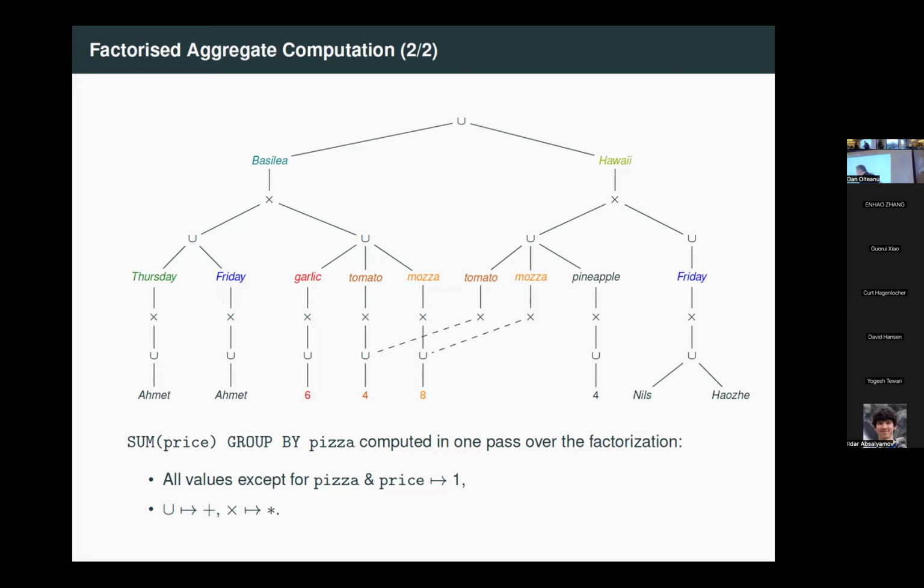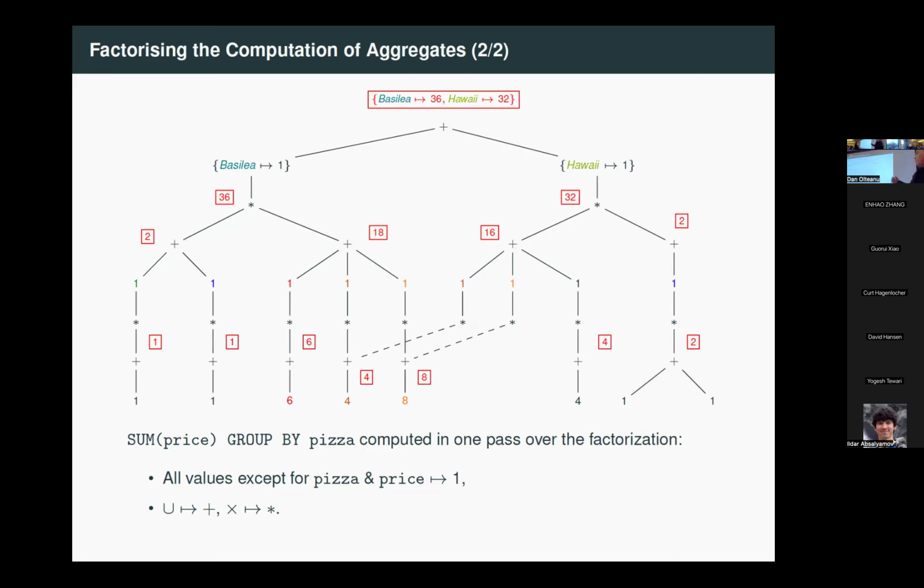And then, again, I change the semi-ring to a sum-product semi-ring. And then once I run over it, I do 1 plus 1 is 1, and so on and so forth. When I am at Hawaii, at the pizza, I create this sort of map, which tells me that now Hawaii will be mapped initially to 1, and then I multiply with 32, so it will be mapped to 32. The computation here proceeds similarly, and I get 36, and then Basilia will be mapped to 36.